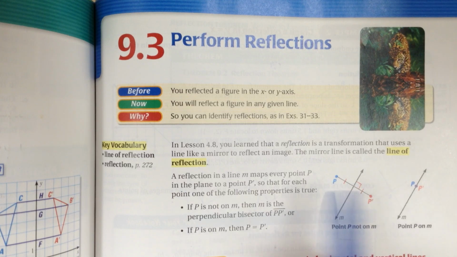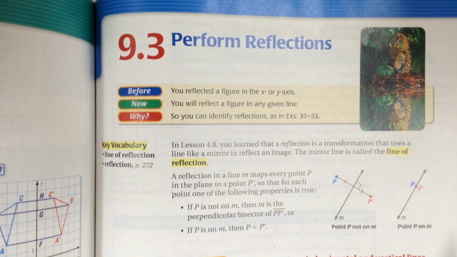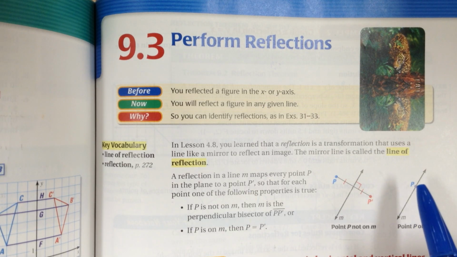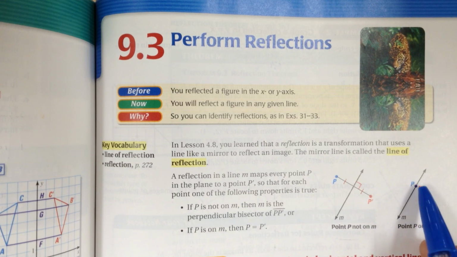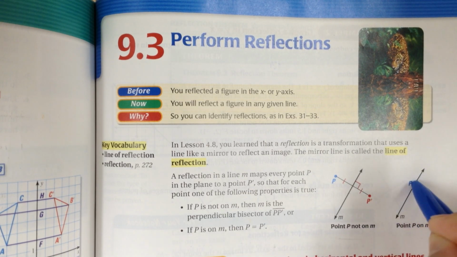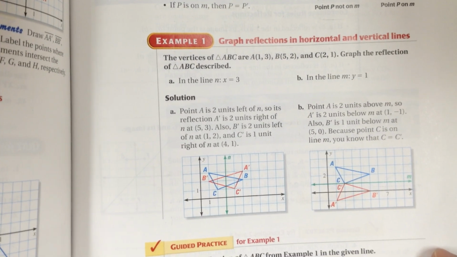So again, you have to be exact. Imagine if you fold things over, you have to be exact. And if P is on M, then P equals P prime. So again, if the point is on the line, when you reflect, it would be equal to itself. Okay, now let's go to example 1.